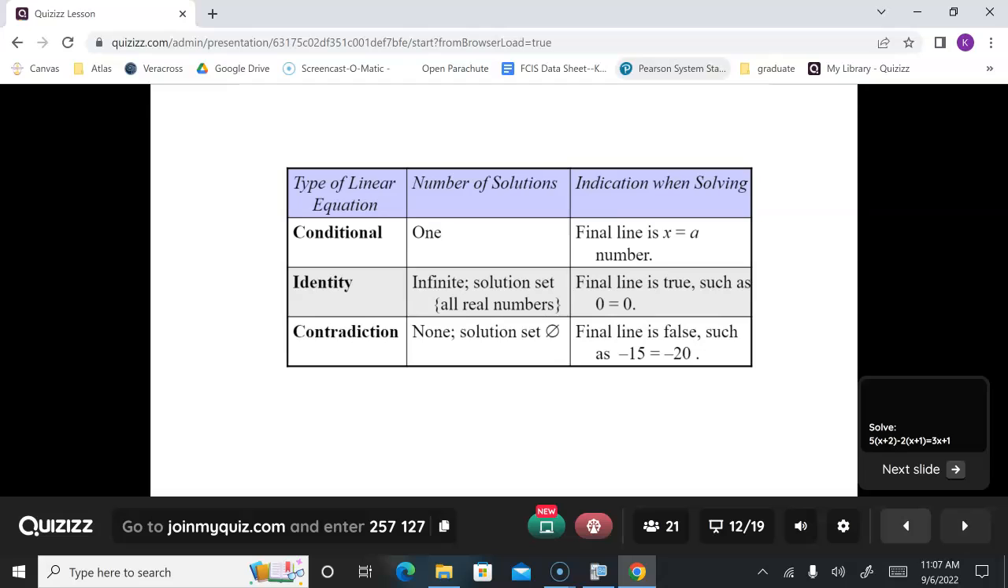Contradiction is our final line is generally something that is a false statement. Negative 15 equals negative 20. Or 5 equals 17. Something that's not true, and that means it does not matter what number you plug in. You're never going to get a true statement. There is no solution. Okay? No solution. It's an empty set.